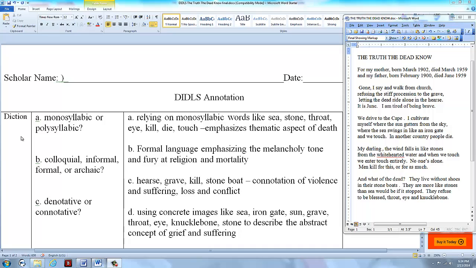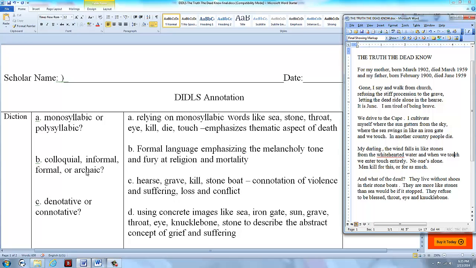So notice we have diction as our first area that we'll examine. You'll first look at the monosyllabic or polysyllabic word choices. I have the poem up over here, and what I notice is that typically Sexton here was using monosyllabic words. Words like see and stone. Touch was repeated often. Kill, die. All of these words, even the throat and the eye, I thought were emphasizing that thematic aspect of death.